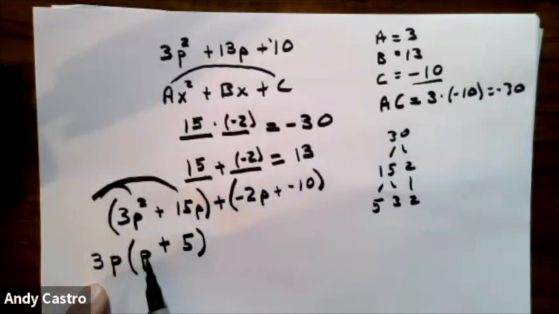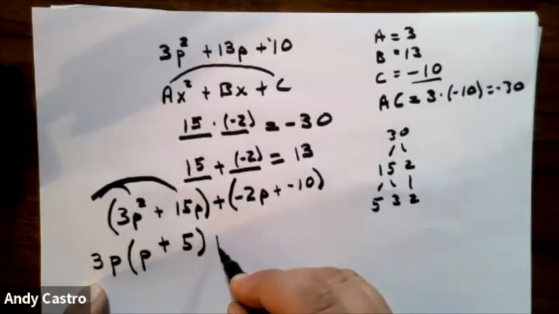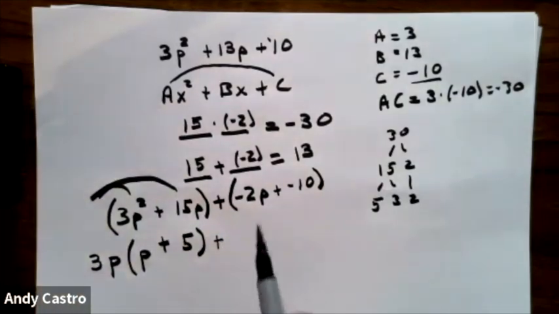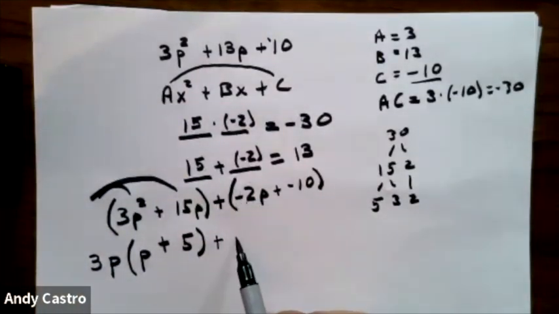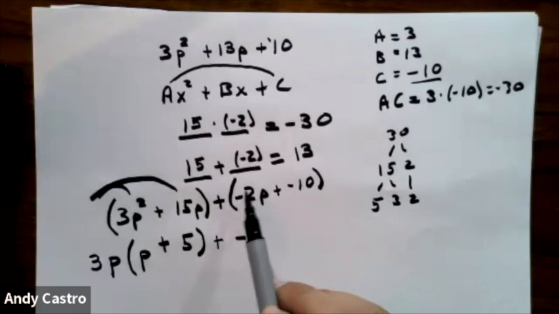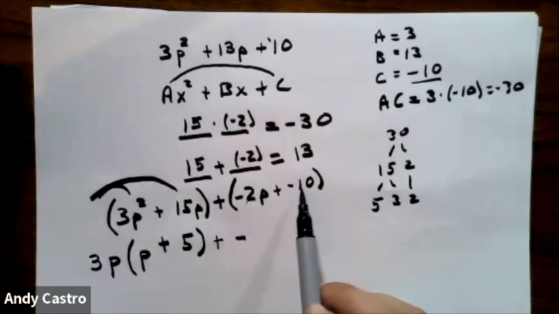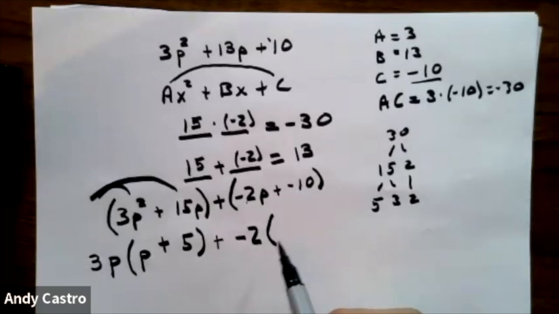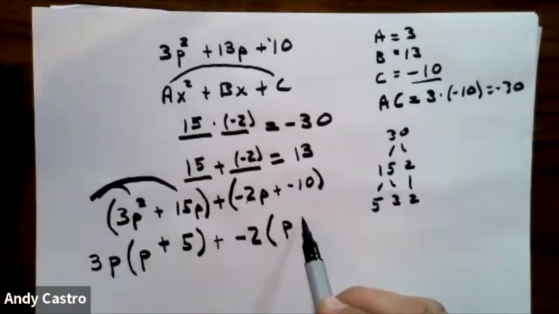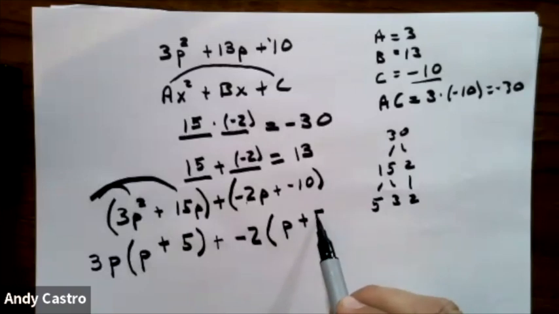So 3p times p gives me 3p squared. 3p times 5 gives me 15p. Now here I have two negative numbers, so I can pull out a negative. I can pull out a 2 and a 2, and this will go down to a 5. So I can pull out a negative 2, and then I'm left with p plus 5.